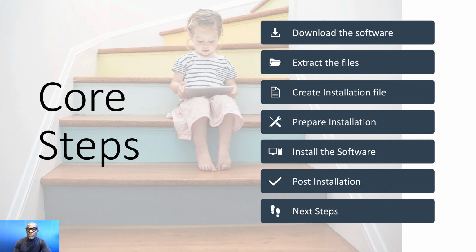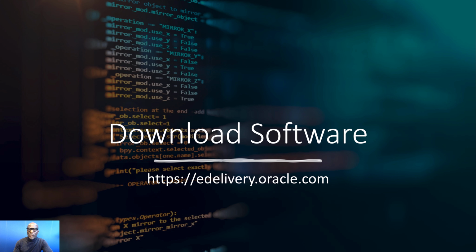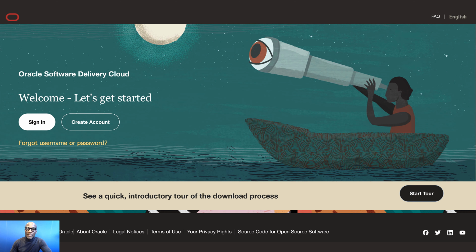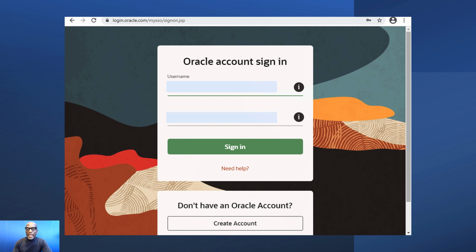The first thing to do is go to edelivery.oracle.com, and you can register on the website. If you don't have an account, you can set one up. It's free. And once you've set up your account, you then go in and enter your username and your password for the Oracle account.